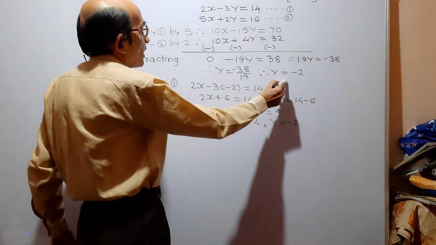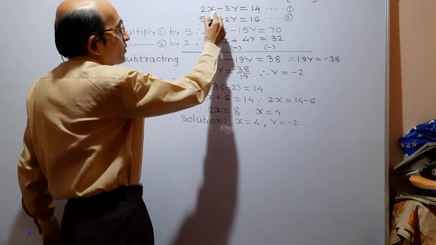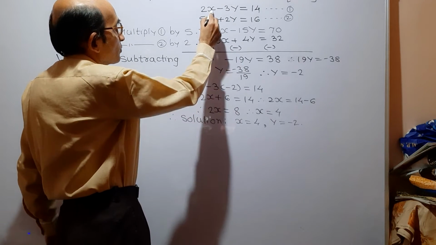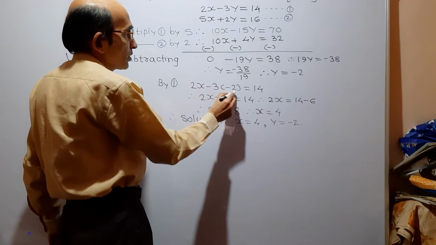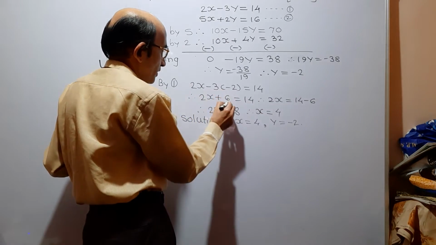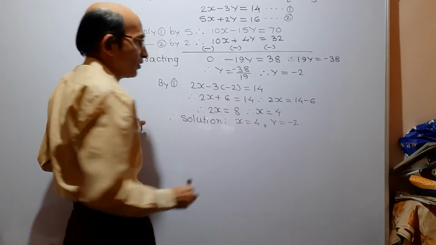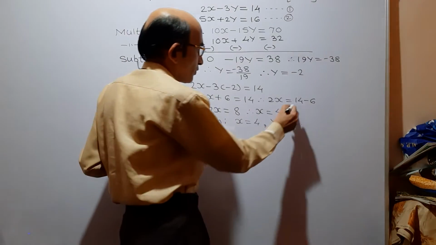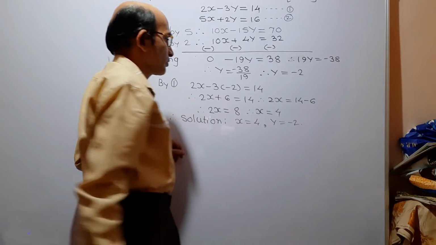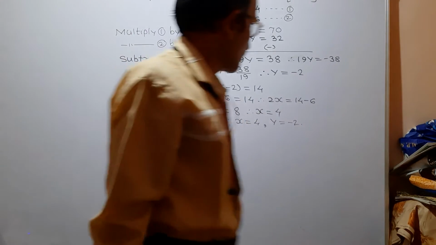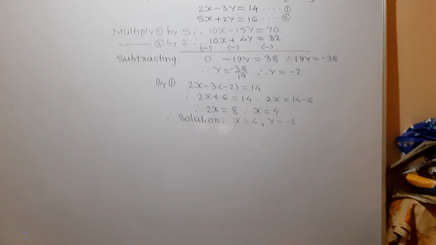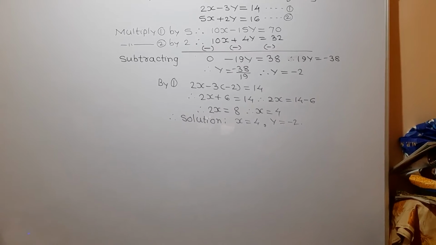This value of y we substitute in any one equation, say in the first equation. So by equation 1 we get 2x minus 3 into minus 2 equal to 14. Minus 3 into minus 2 is plus 6. So 2x plus 6 is 14. 2x is equal to 14 minus 6. So 2x is 8. x is equal to 4. Hence the solution is x is equal to 4 and y is equal to minus 2.